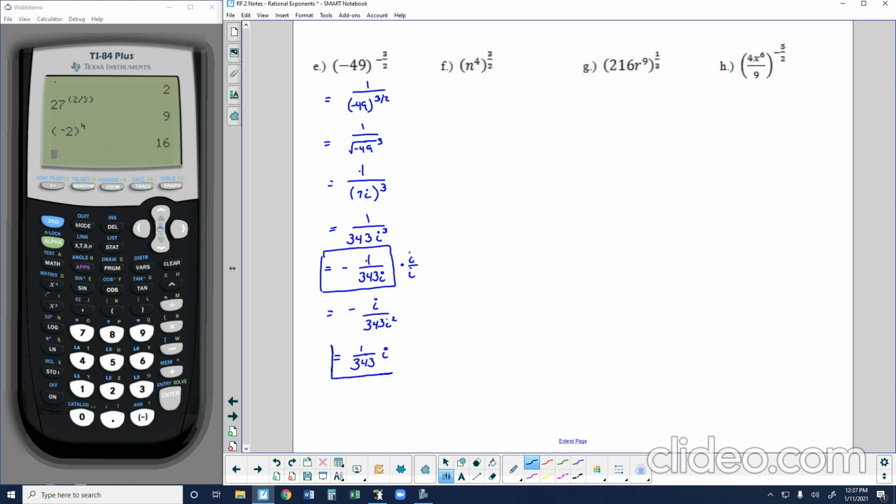So either of these would be okay if we wanted to put it in the standard form for imaginary numbers. We would write it down here on the bottom. If it didn't tell you to, up here on the top is okay. So don't forget imaginary numbers when we start to simplify rational expressions.